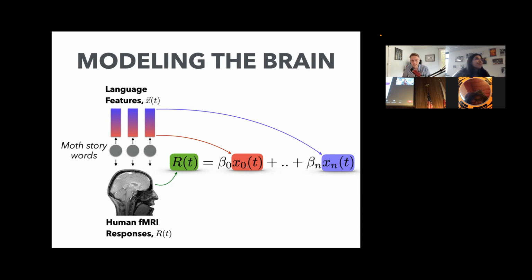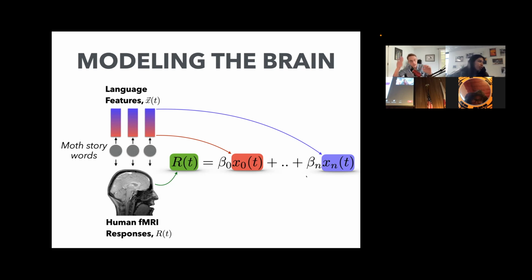So the X's here are the features from the story, and then what's left over here are these weights, the betas, that we have to estimate. We have to use a lot of the data that we collect to figure out what the betas should be for each little brain area, which is like saying which features in this space this part of the brain responds to. And then we can also test these models, right?